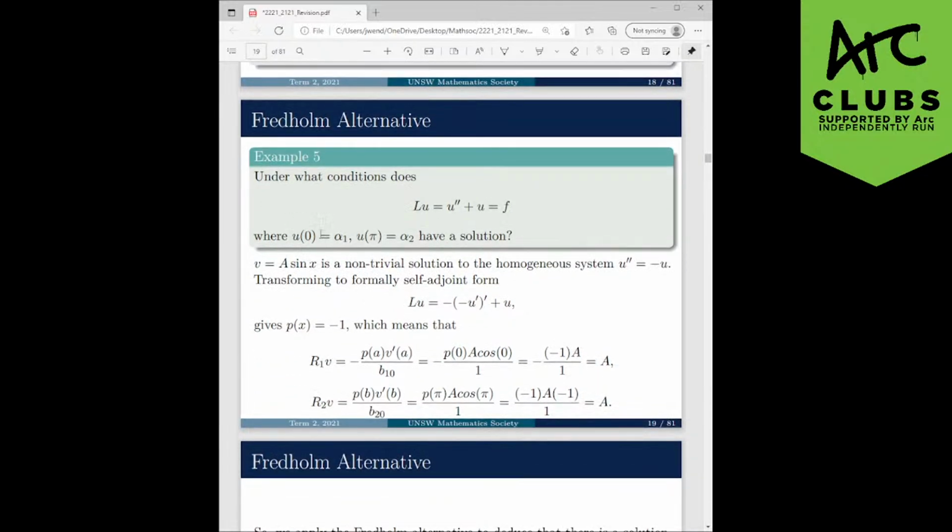And you'll see that u of 0 is the u of a in this scenario, and its coefficient is just 1. So there's your B10. Your B11 would have been the coefficient, if there was any, of your u dash.